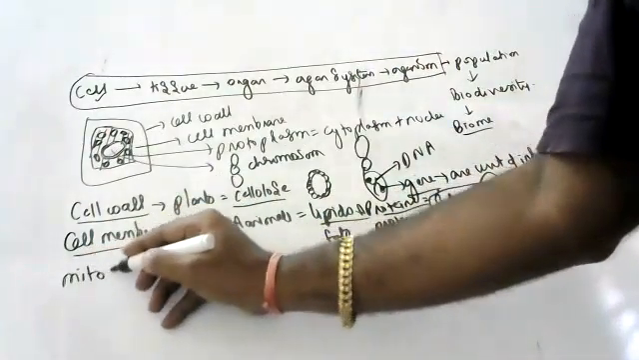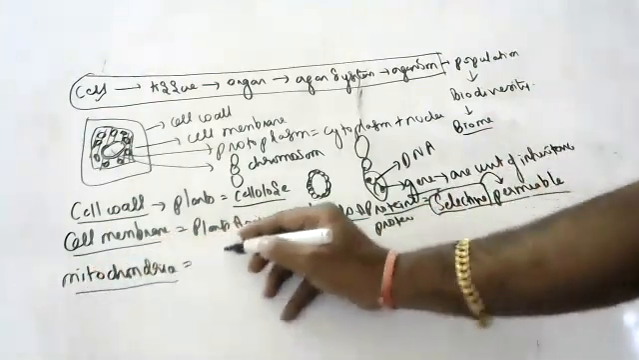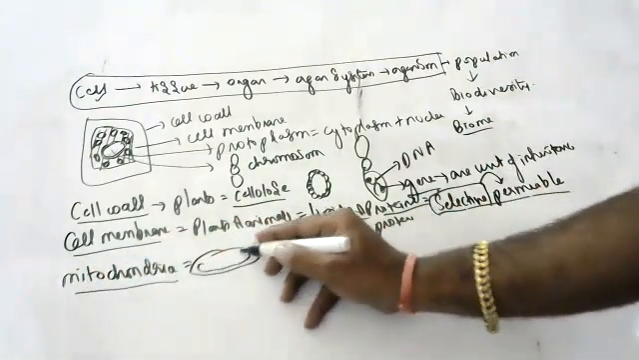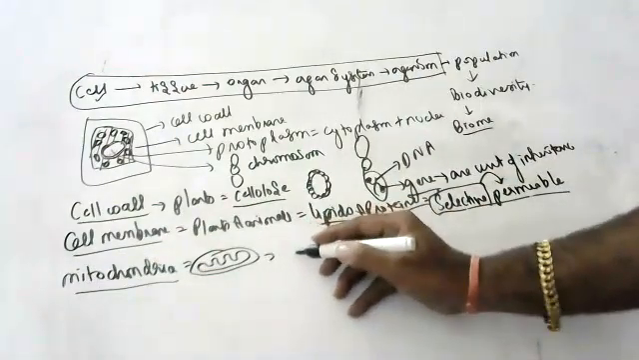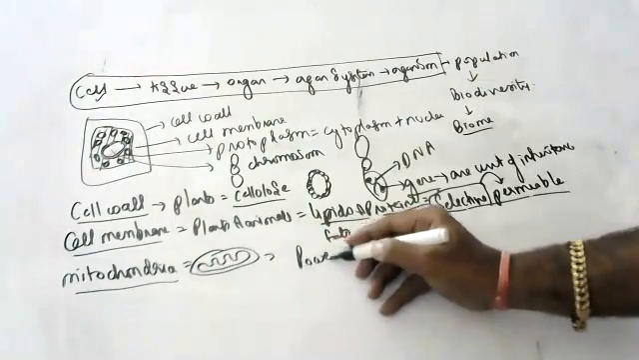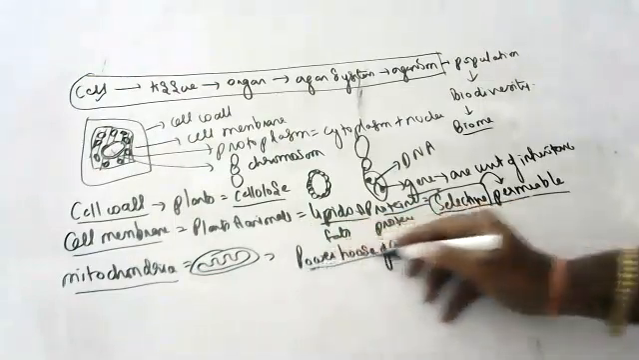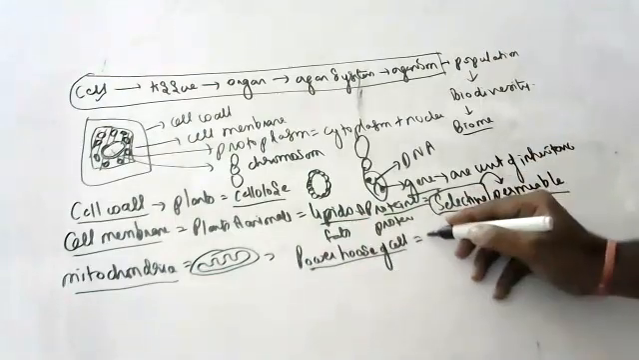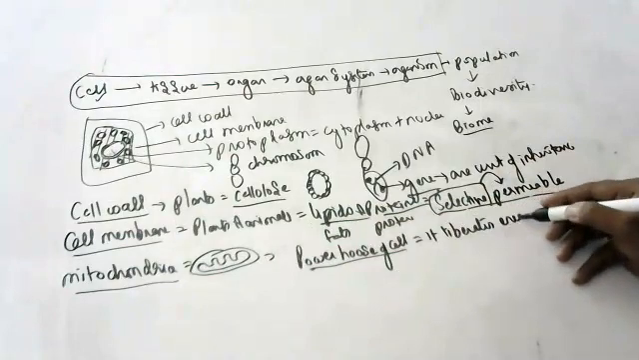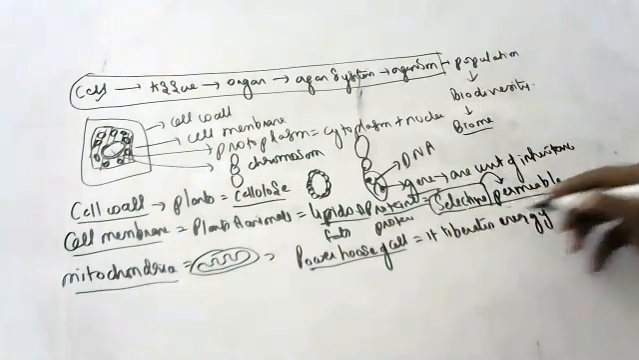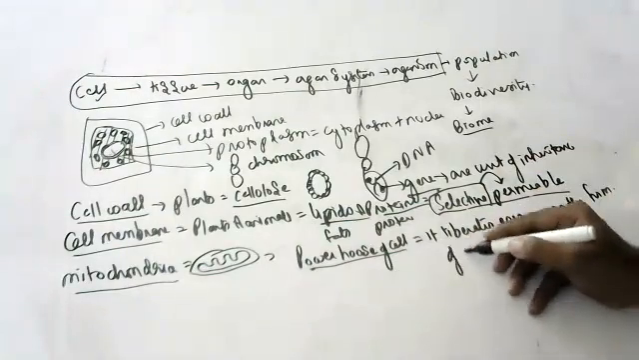First one is mitochondria. Do you know what is mitochondria, children? It looks like this. And it is called the powerhouse of the cell. Why is mitochondria called the powerhouse of the cell? Because it is responsible for cellular respiration and generation of energy. Very good. It liberates energy in the form of ATP.